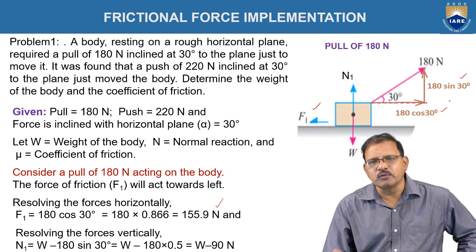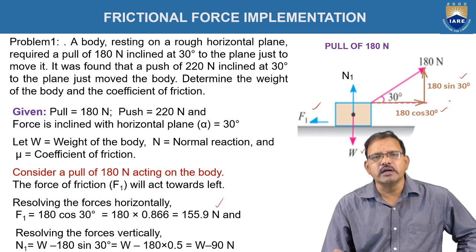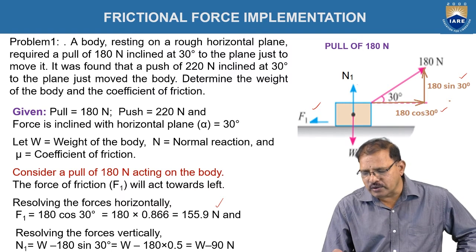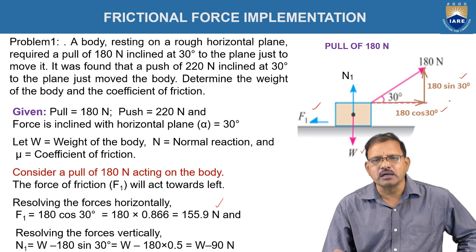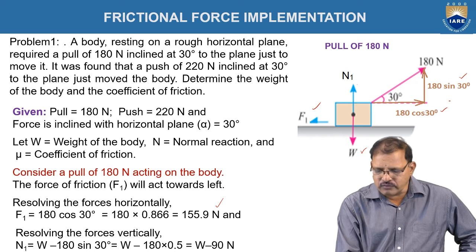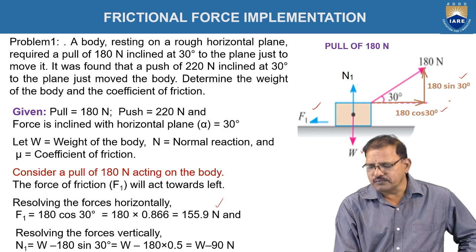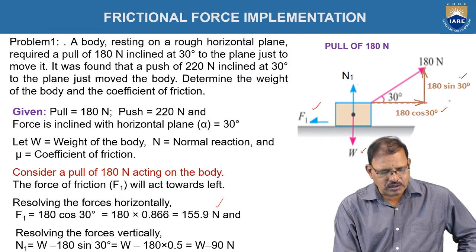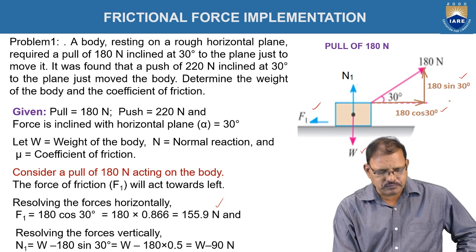Now resolve the forces vertically. N1 is acting in the upward direction, positive. 180 sin 30 degrees is acting in the upward direction, positive. W is acting in the downward direction. Hence, we have N1 equal to W minus 180 sin 30 degrees.